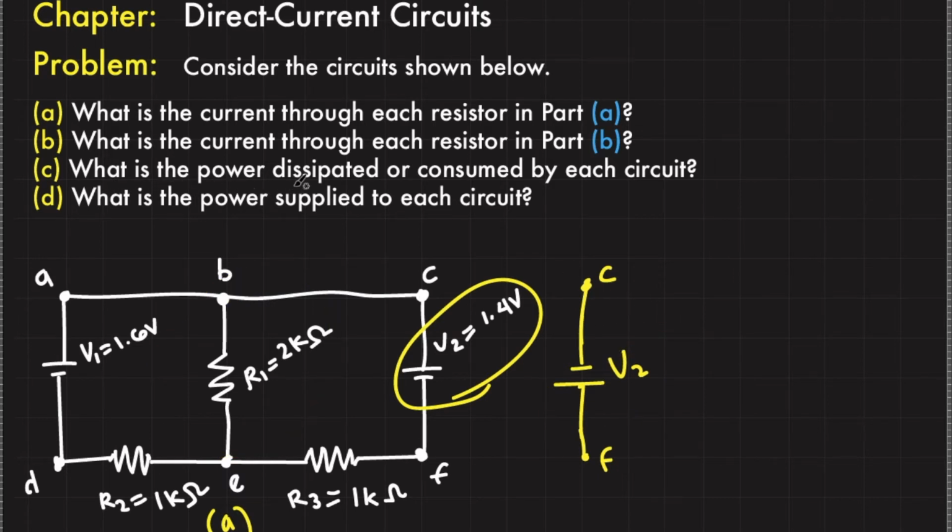Next, what is the power dissipated or consumed by each circuit? So in this case, we just add all the potential drops from the resistors. And what is the power supplied to each circuit? This time, we just need to add all the potential rises coming from the batteries. In this case, we just need to add the contributions of power coming from the EMF sources.